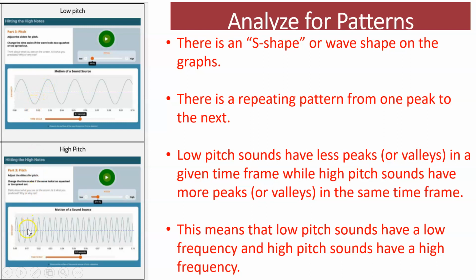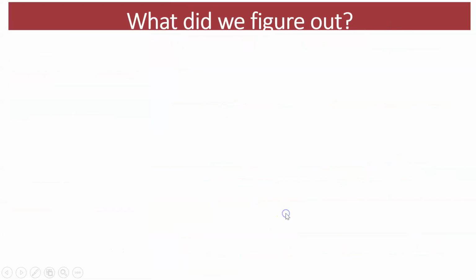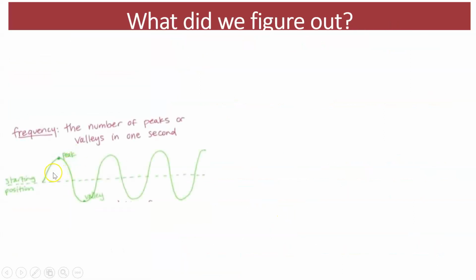But here, look, the speaker is vibrating back and forth, back and forth, back and forth, really frequently, really fast. We say that this has a high frequency, leading to a high-pitched sound. Frequency is really the number of peaks or valleys in 1 second, in the time frame of 1 second.